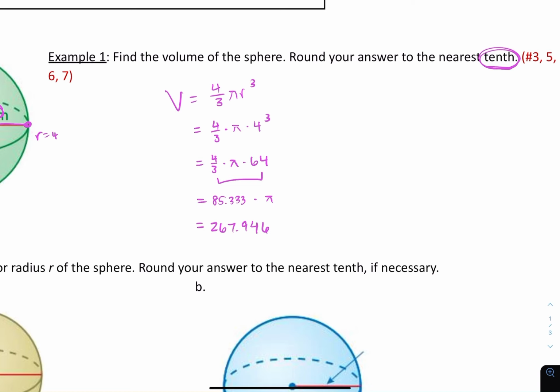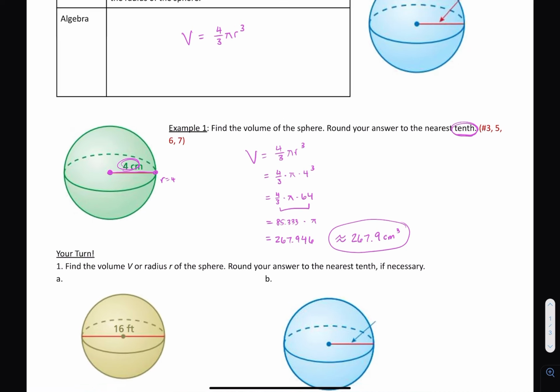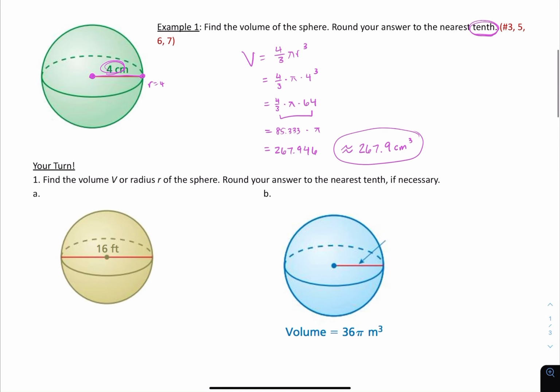It says round to the nearest tenth, right? That's what it says in my problem. So I could say that's approximately 267.9. Don't forget your units. It is going to be centimeters cubed. So the volume of the sphere is going to be 267.9 centimeters cubed. Okay? All right, why don't you try 1A and 1B on your own?